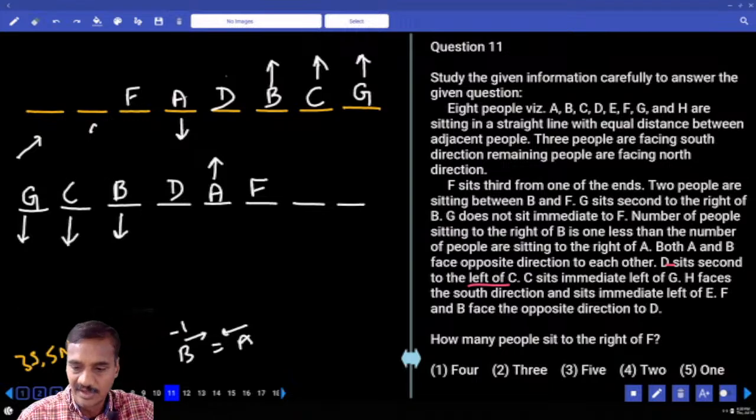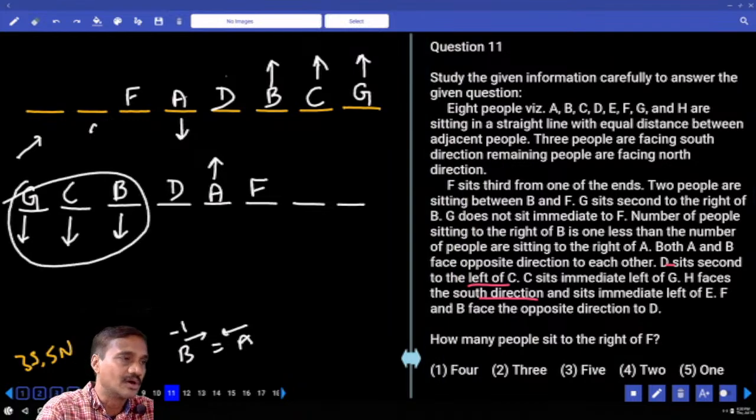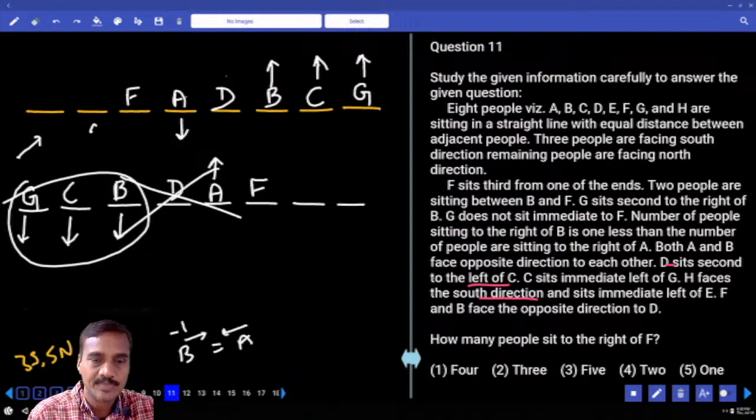And next one, H faces south direction. Now if H faces south direction here, already 3 persons are south. One more person means 4, and we cannot have 4 persons south. This is ruled out. Then H is facing south and sits to the immediate left of E. And now 2 possibilities, fine.